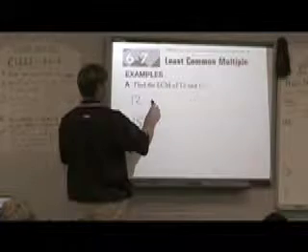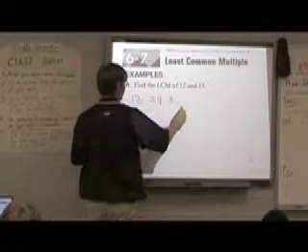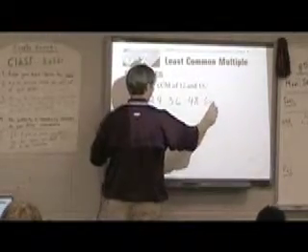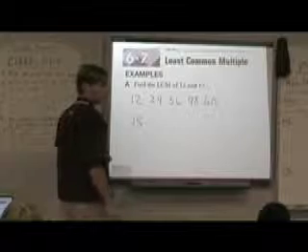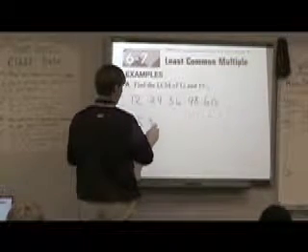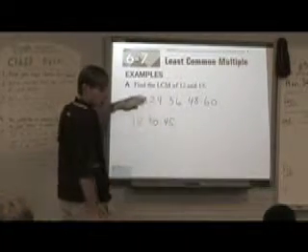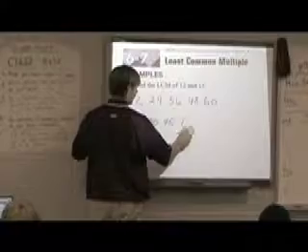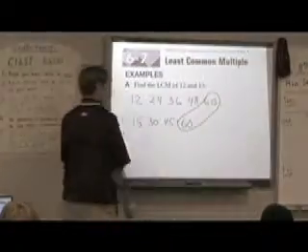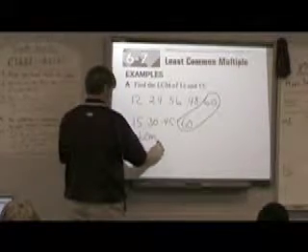12 plus 12 is 24. Plus 12 is 36. Plus 12 is 48. Plus 12 is 60. Now let's write 15 plus 15 plus 15. The next one is 30, 45. Now, do we have one that matches yet? No. 60. Now, what's our LCM? 60. That's it right there. So the LCM equals 60.